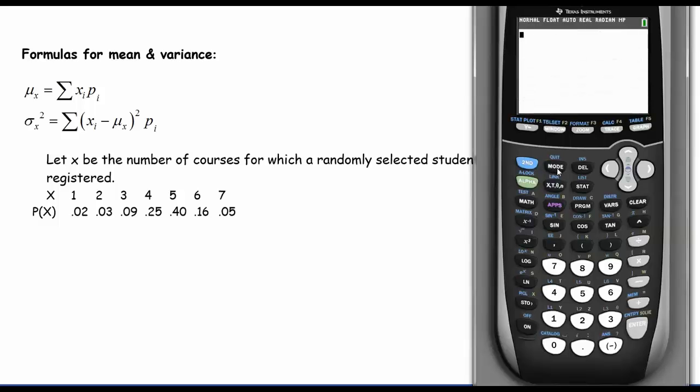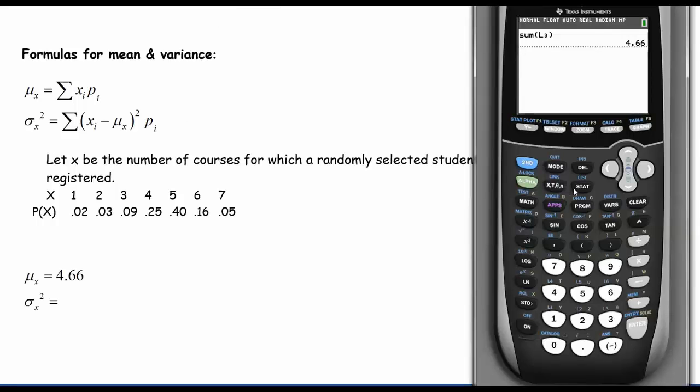So let me go back to the home screen, and then let's go to where we have our sum located. I want sum of list 3. And so the mean class load is about 4.6 classes, which kind of makes sense. You've got 4's at 25% and 5's at 40%, so it makes sense that closer to 5 you'd expect a typical student to have that class load.